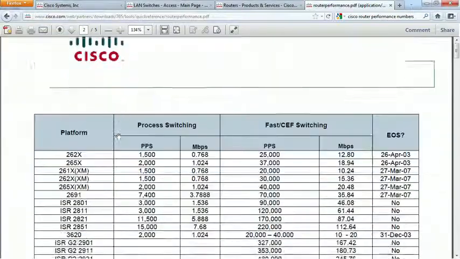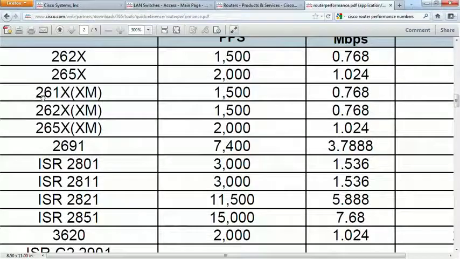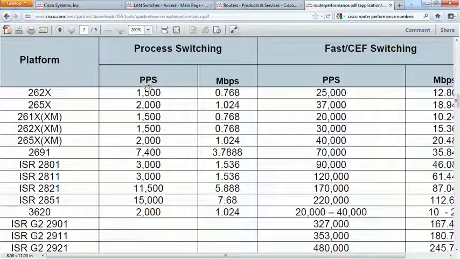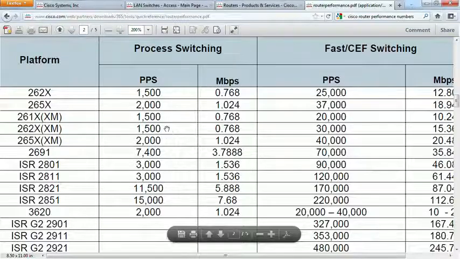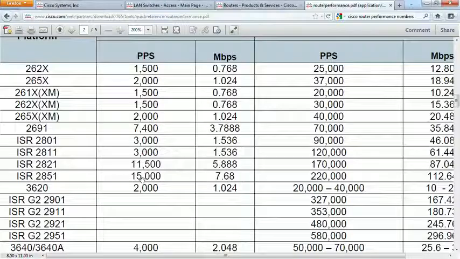So for example, here, the ones that we're using this week fall into this category that is 2600 XM, where it says the amount of PPS, or packets per second, that I can send, or the amount of Mbps, the megabits per second that can forward. You'd see that these numbers are going to be lower than some of the newer ones, like the ISR 2851. It says it can send 15,000 packets per second versus the 1500. So generally it means that it's going to get onto the network faster and it's going to be able to send more traffic.